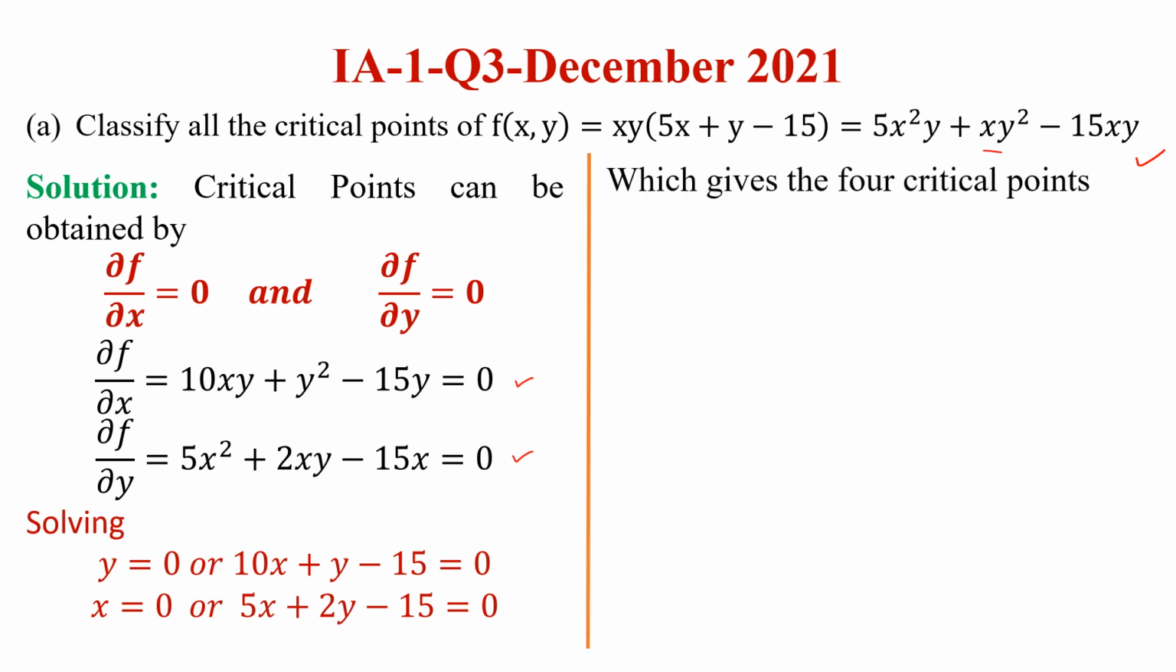So now we solve this. By solving, we get four critical points. These are the critical points: (0, 0), (3, 0), (0, 15) and (1, 5).